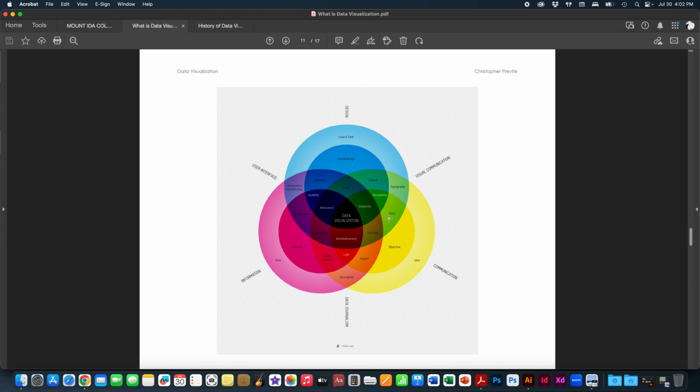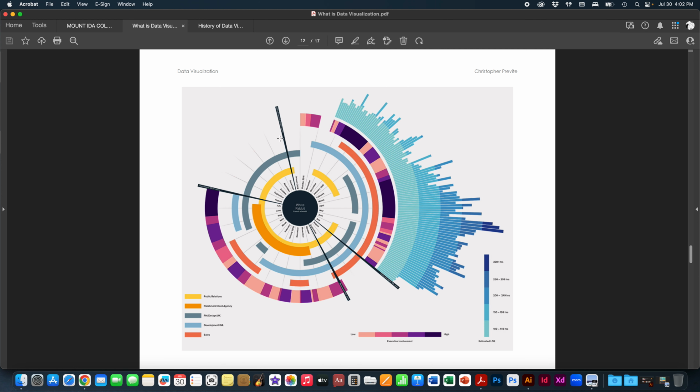This is very much like the snake eating its own tail here, because we have a Venn diagram about data visualization, and this talks about all the various areas that contributed to what we now know as data visualization. And I say various areas of design, but there's obviously a lot of historical elements to it, which we'll breeze through in a second.